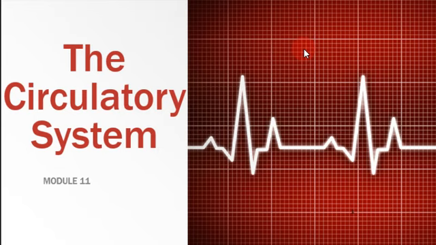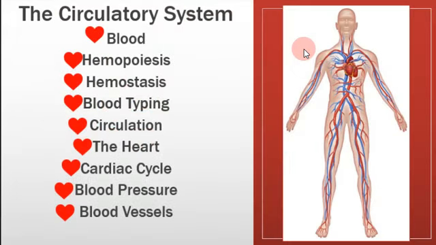So go ahead and open your lab books to Module 11A. I don't know what the lab number is. What's the lab number? 22, lab 22. Page 78. All right, so we're going to be looking at the whole circulatory system throughout this module, and it's going to include all of these things. We'll be talking about blood, hemopoiesis, which means the manufacture of blood. Where does that take place? In the bones, right?